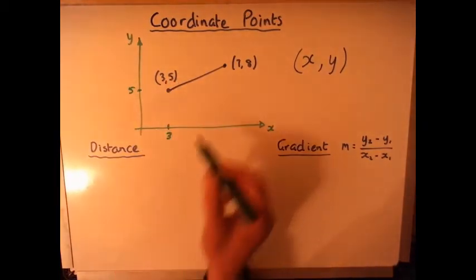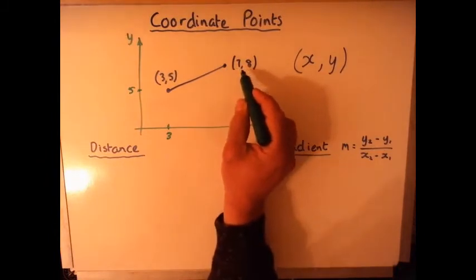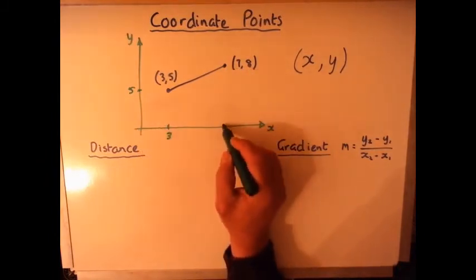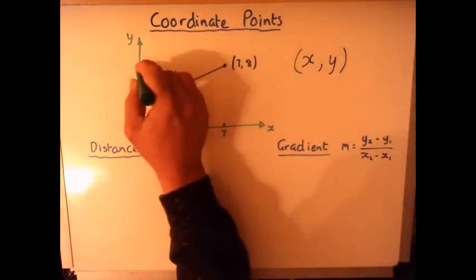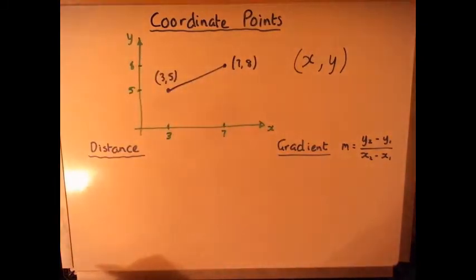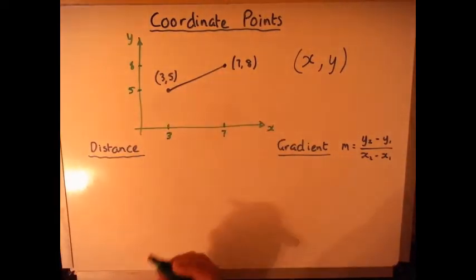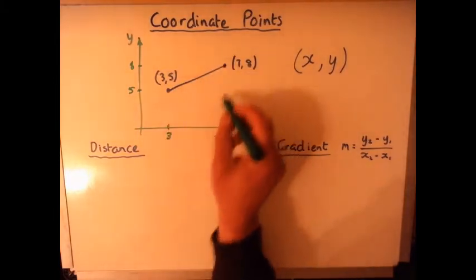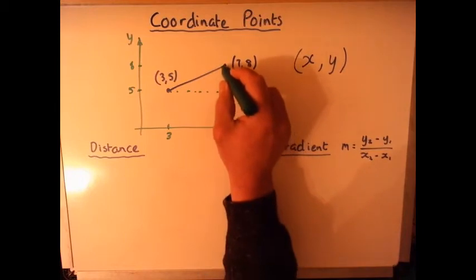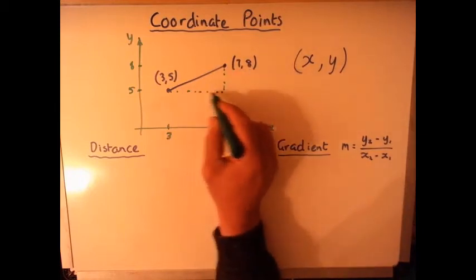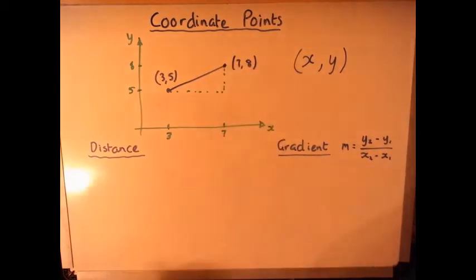That's what I've done. Likewise, this coordinate 7, 8 means I've gone 7 along, so I went to 7 and then I went up to a value of 8. In order to find the distance of this line, the key thing we need to do is turn this diagram into a right-angled triangle. Because if I know this distance here and I know this distance there, I can use Pythagoras.